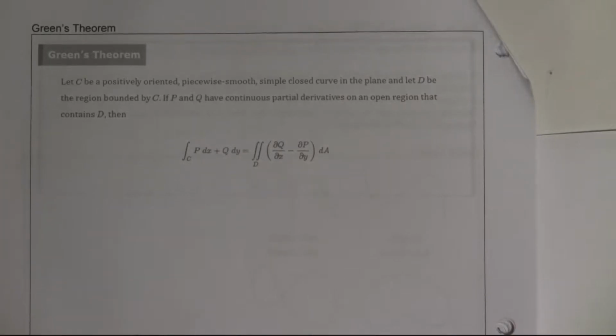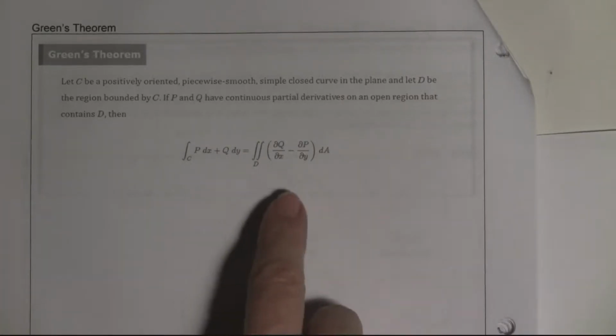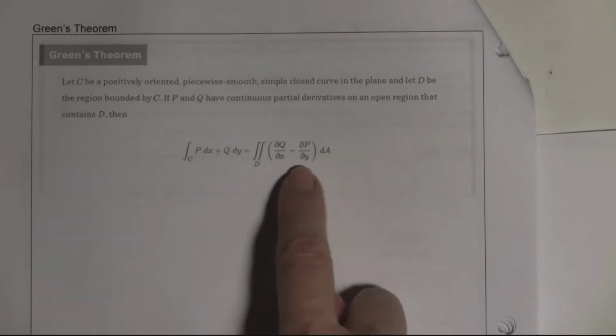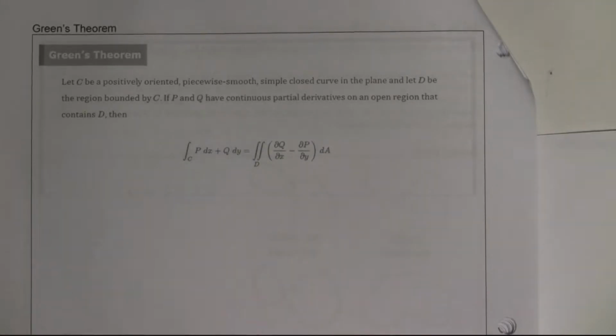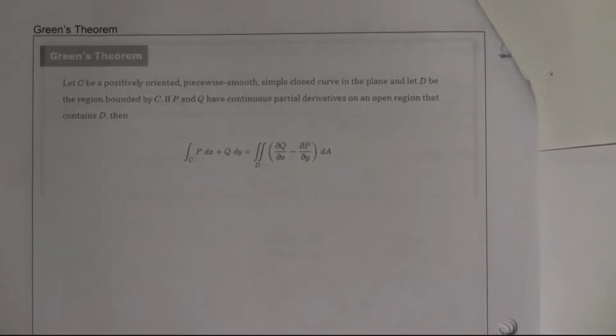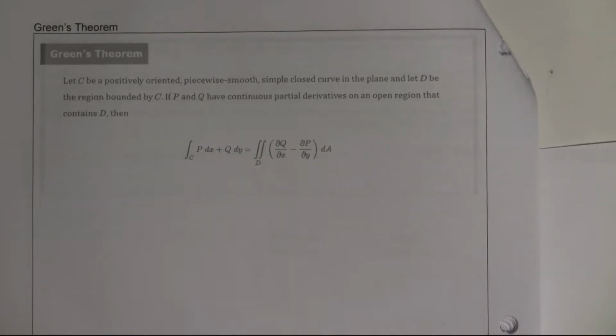I don't know if you guys are remembering those, but those two things had something to do with being conservative. Do you guys remember that? If they were equal to one another, then the vector field was conservative.